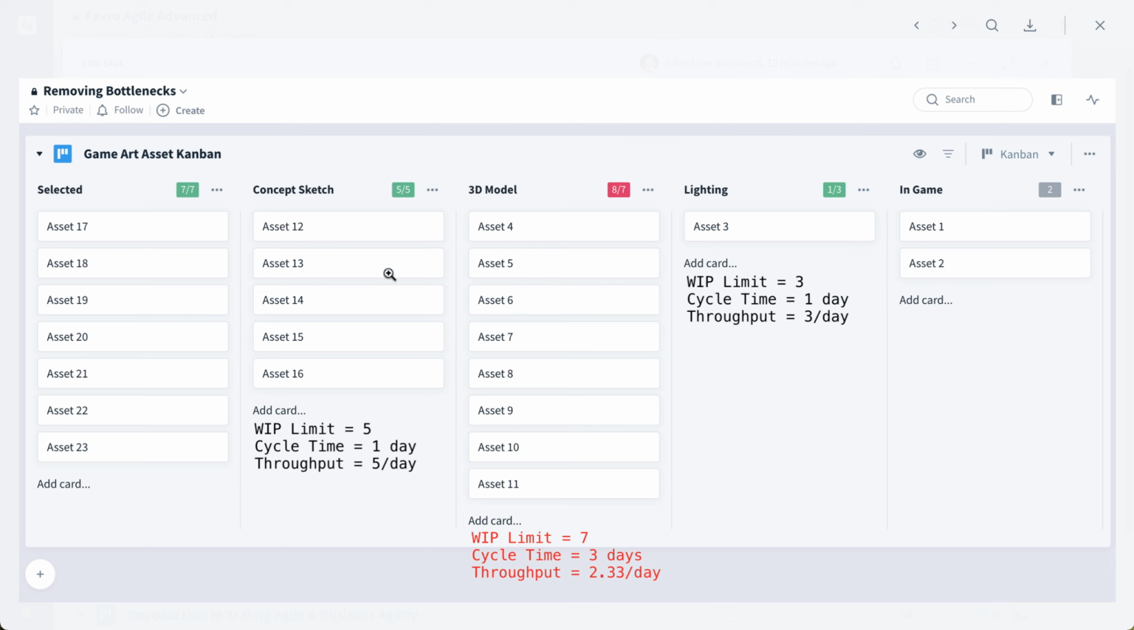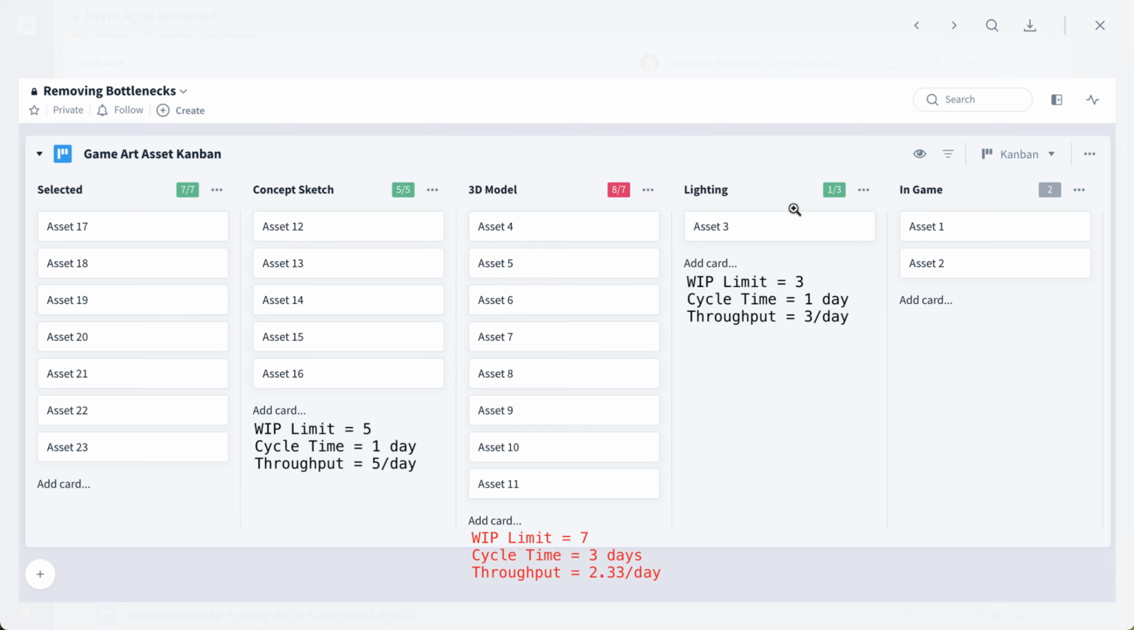If we look at the average throughput per stage, we can see that this particular stage has a WIP limit of 5. And we've used maybe the control chart in Favro to determine the average cycle time for this stage, which is 1 day. So we simply take that average WIP, 5, divided by the average cycle time, 1 day, and our throughput for this stage is 5 art assets per day. Here at the 3D model stage, we have a WIP limit of 7, and a cycle time of 3 days. So 7 divided by 3, we have an average throughput of 2.33 assets per day.